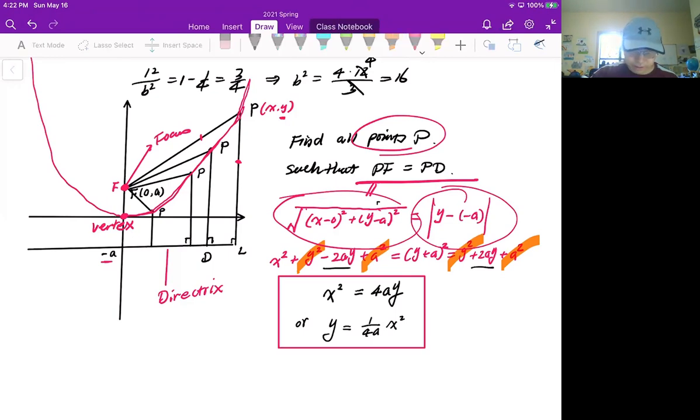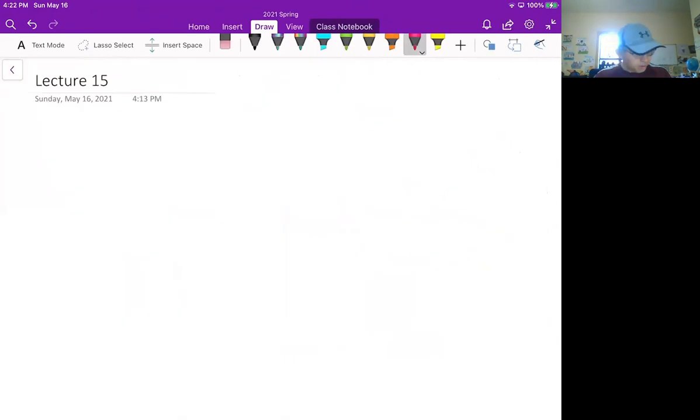Okay, so let's see. Today we're going to start with what happens if the vertex is moved to a general point.